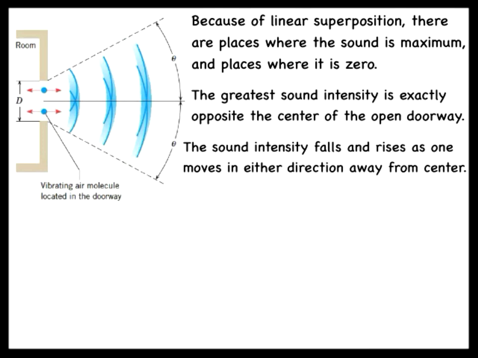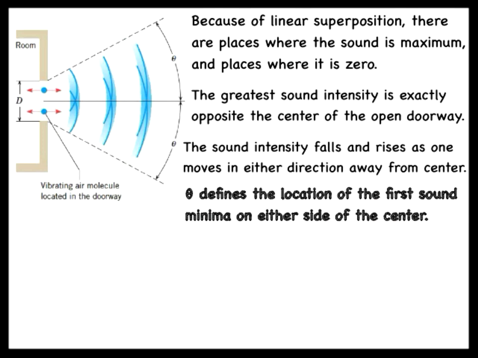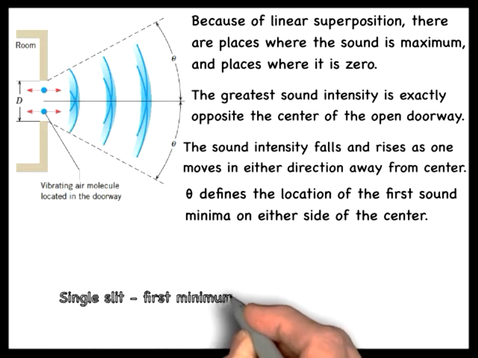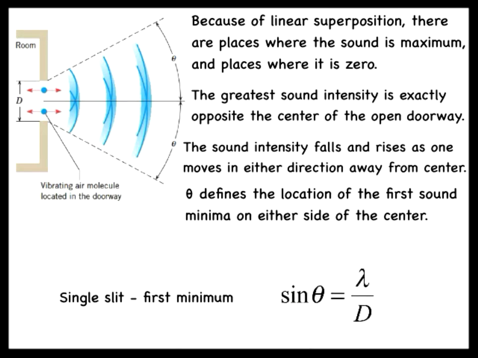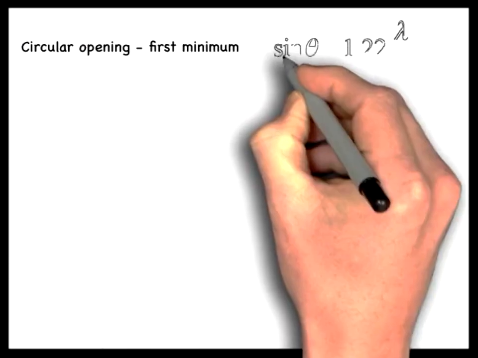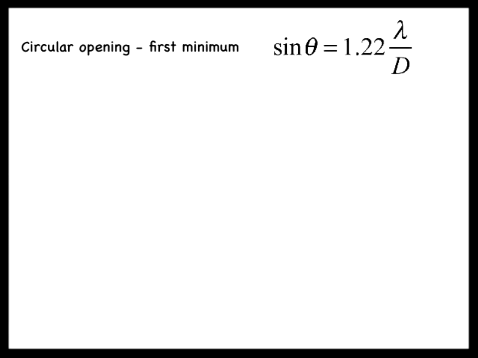In the figure below, the angle theta defines the location of the first minimum intensity point on either side of the center. The following equation gives the relationship between theta, the wavelength of the sound lambda, and the width of the doorway d. This assumes that the doorway can be treated like a slit, whose height is very large compared to its width. Waves can also diffract through openings that are not rectangular in shape. Circular openings are very important, especially in applications involving round speakers, for example. In this case, the angle theta that locates the first minimum is given by the following.